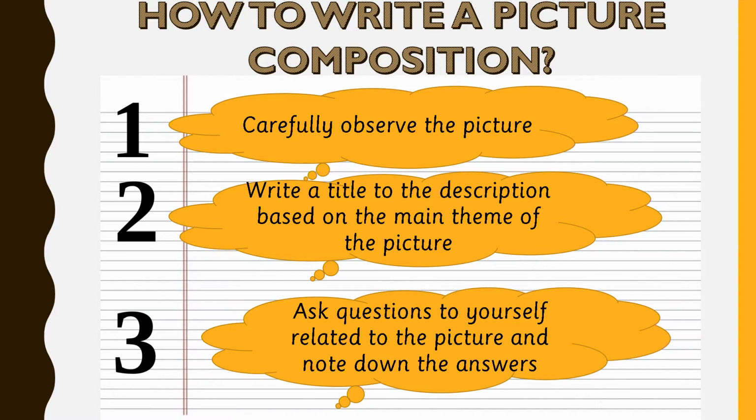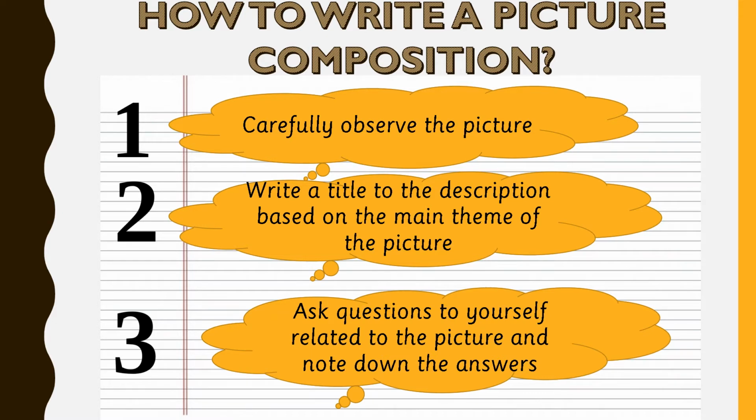After observing the picture, the second thing that we are supposed to do, before writing, is to write a title for the description based on the main theme of the picture. Whatever the theme of the picture is, whatever the picture is about, the first thing we are supposed to write is the title.